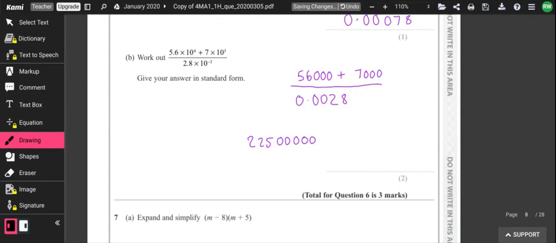If you want to use the standard form mode on your calculator, then take a look at my calculator video. Otherwise, we have the decimal point there, and we've gone 1, 2, 3, 4, 5, 6, 7. 2.25 times 10 to the 7, like that.